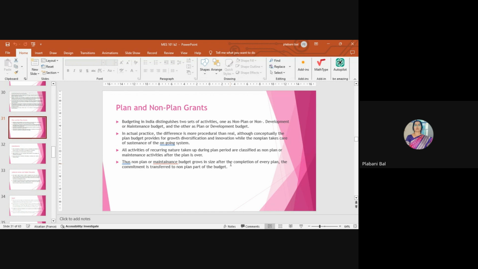UGC does not give all grants to all universities. It will see who qualifies the criteria, who qualifies the norms of the university according to UGC, and then it will allocate the grant only to those who are eligible for the developmental grant or the maintenance grant.